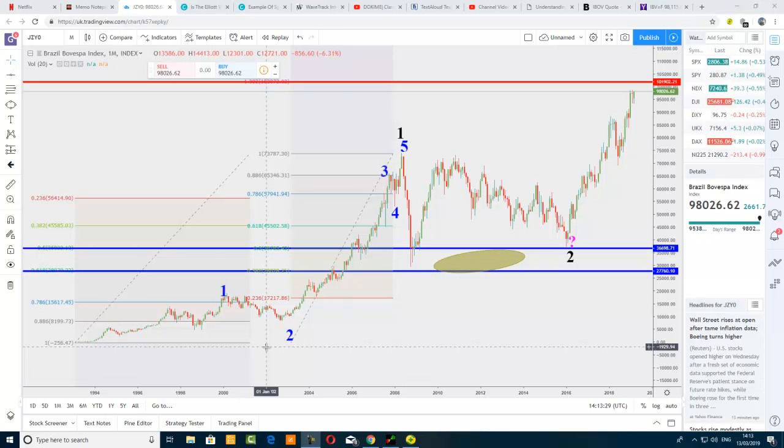He did ask me to review the Ibovespa, and my pronunciation, is it correct? Ibovespa Brazilian Stock Index. Now, if you are using TradingView, the epic is JZY0. Alright, Juliet Zulu Yankee 0. That's the epic for the Brazil Bovespa index. Alright.